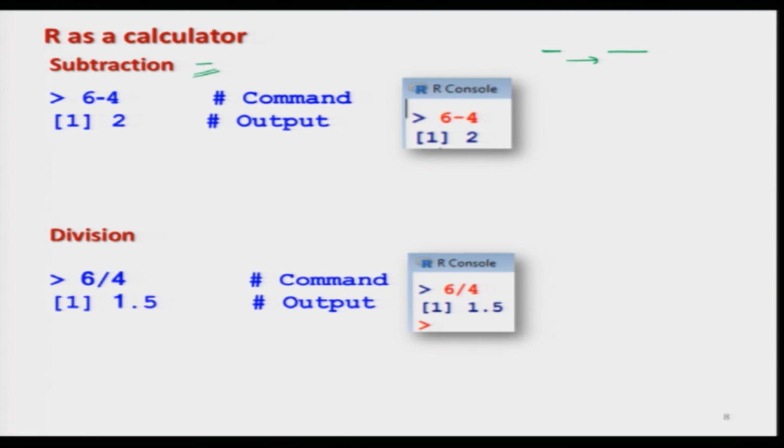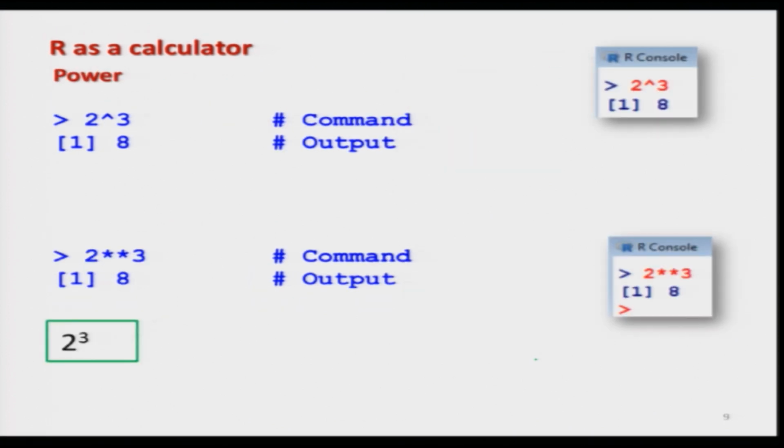and if you want to divide two numbers, the division symbol is the slash. So, if you want to divide 6 by 4, you simply write 6 slash 4, and the answer will come out to be 1.5, and this is the screenshot. That is pretty simple, it is not a very difficult thing.